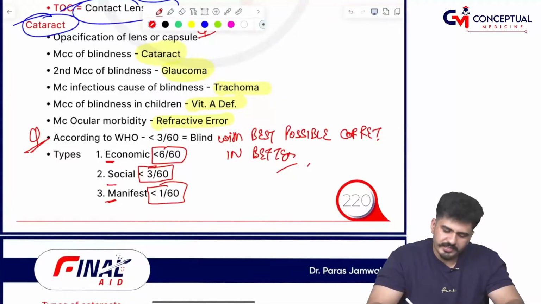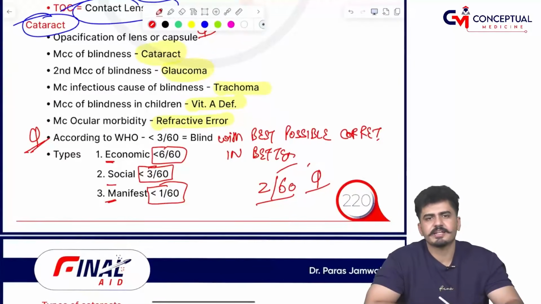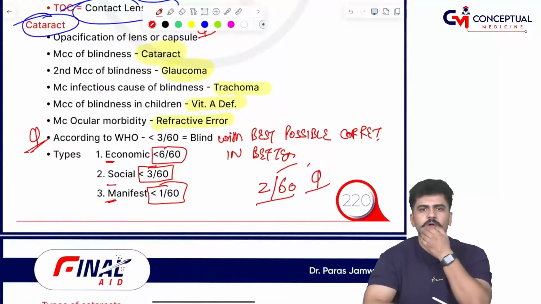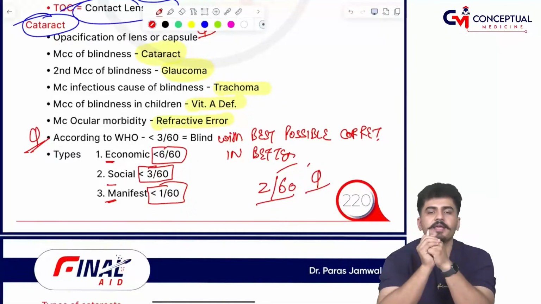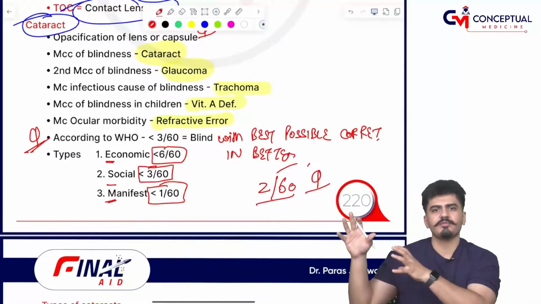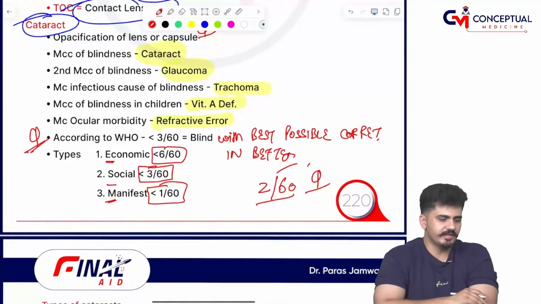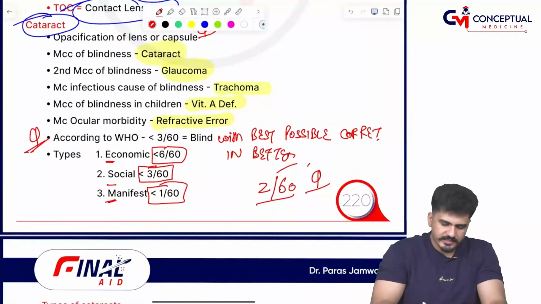Now my question is, if the vision is 2/60, which type of blindness do we consider it among these three? Can you answer me? 2/60 is less than 3/60, so you have to mark the answer as social.